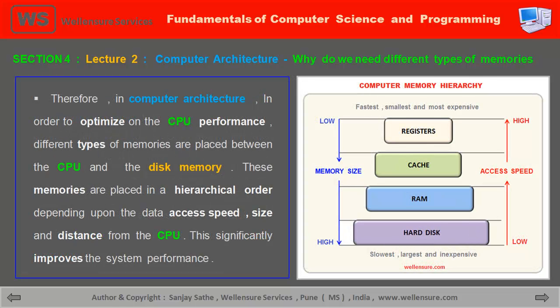Therefore, in computer architecture, in order to optimize the CPU performance, different types of memories are placed between the CPU and the disk memory. These memories are placed in a hierarchical order depending upon the data access speed, size of the memory, and distance from the CPU. This arrangement significantly improves the system performance.